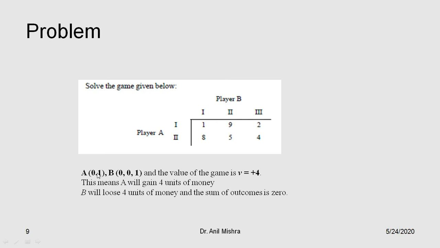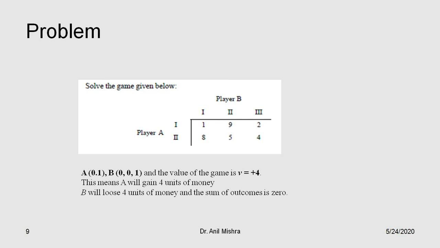It can be explained like this: A follows the strategy 0, 1. Why is it written as 0, 1? It is because player A's first entry is 0. I mean, he doesn't play the first strategy, rather he plays the second strategy. Player B similarly follows the third strategy, not the first strategy, not the second strategy. Therefore, it is 0, 0, 1. And the value of the game is written as 4, that is plus 4. That means player A wins by 4 units and player B loses by 4 units, right?